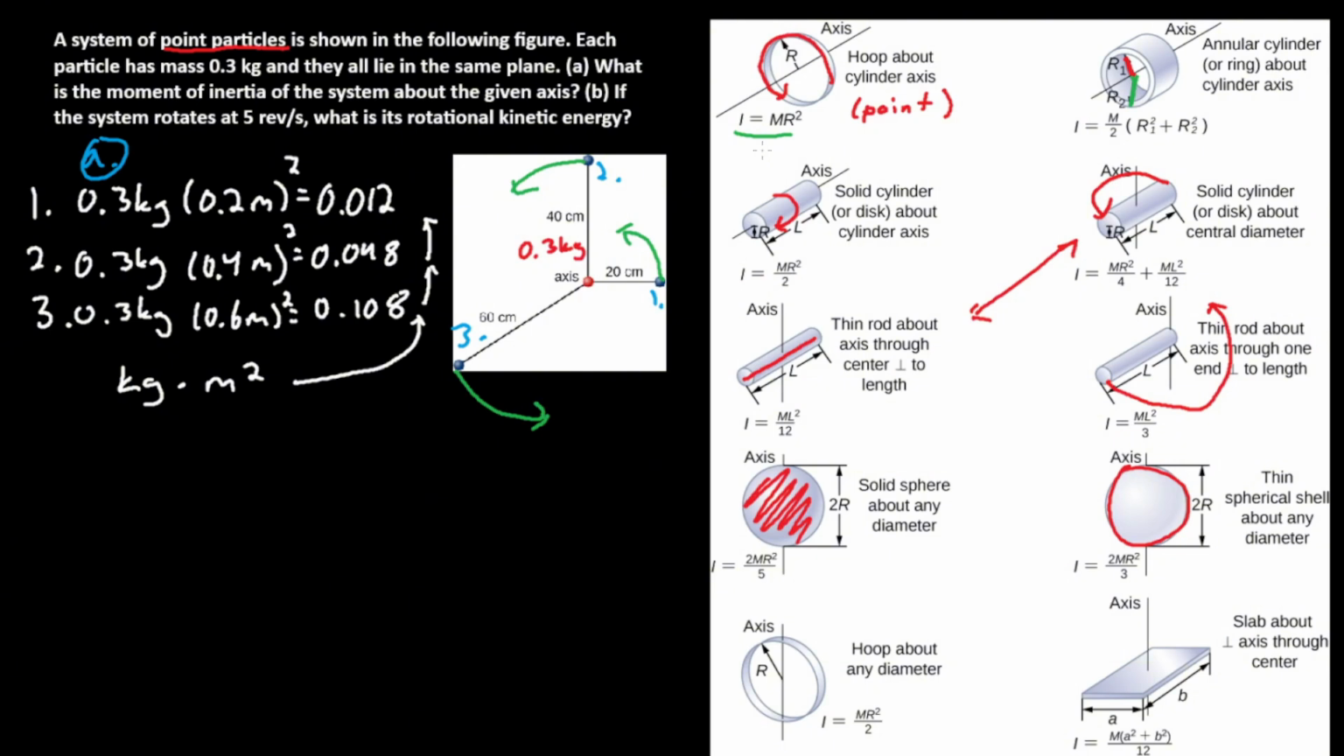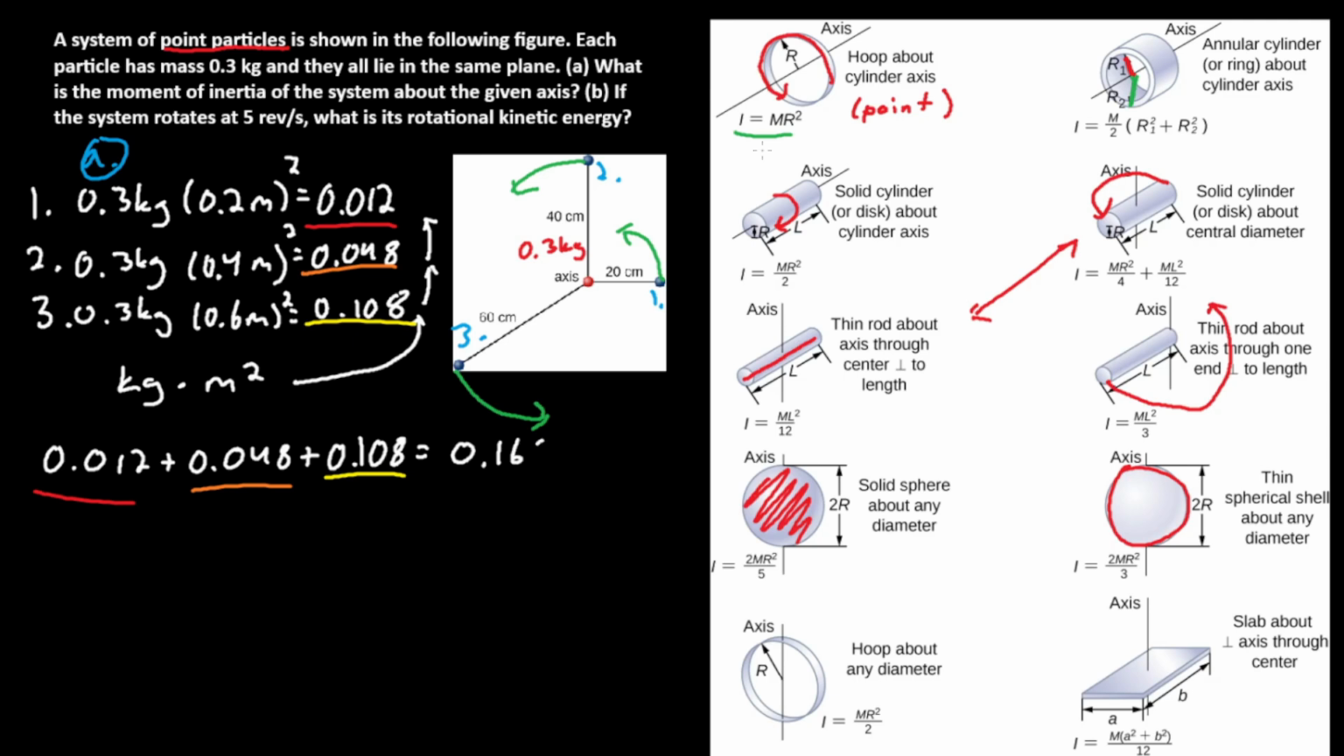Now that we've solved for all the moments of inertia in this system, we can add them all up together. And when you add them all up together, you get the total moment of inertia of the system. Once you've added all these numbers together, each corresponding to the underlined colors, yellow, you should get a total moment of inertia of 0.168 kilogram meters squared.